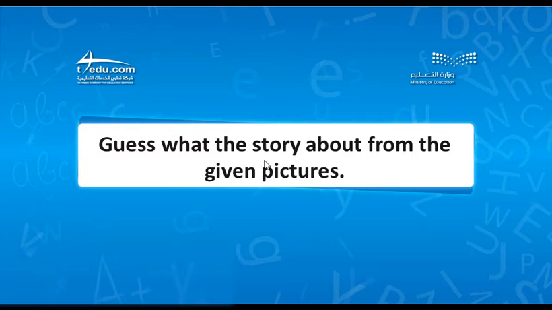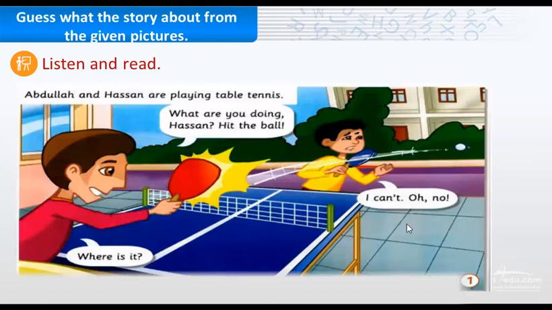Guess what the story is about from the given pictures. Listen and read. Picture number one. Abdullah and Hassan are playing table tennis.